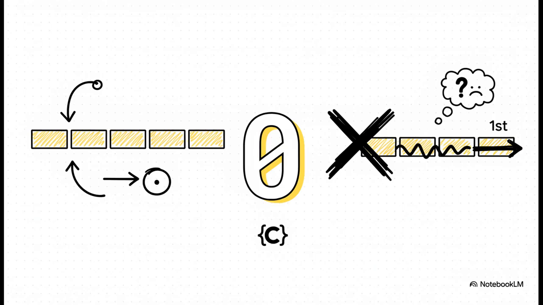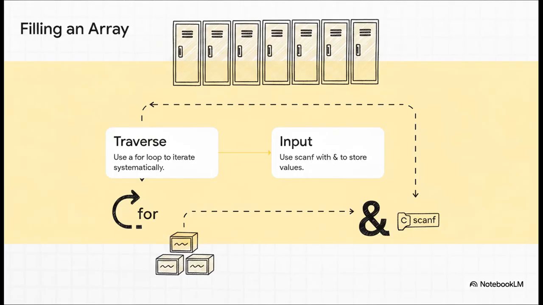Because arrays hold a bunch of elements in a row, you need a systematic way to deal with them. Say you want to fill up an array with user input. You're not going to write out 50 separate lines of input code, no way. You use a loop. First, you just traverse the array using a standard for loop, which naturally keeps track of your index, right? From 0 up to the size of your array. Second, at each stop along the way, you use a function like scanf, combined with that ampersand address operator we talked about. This grabs the user's input and locks it directly into that specific little memory locker. It's clean and it's incredibly efficient.